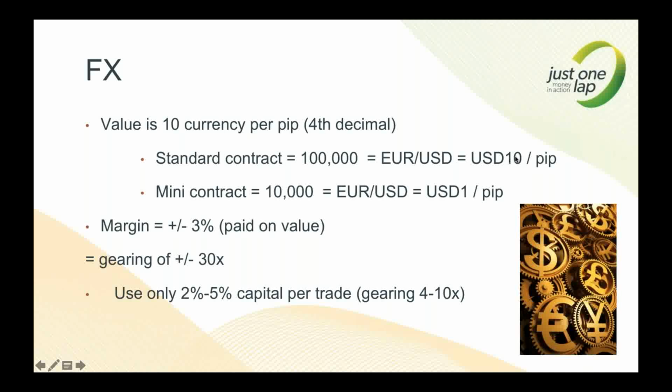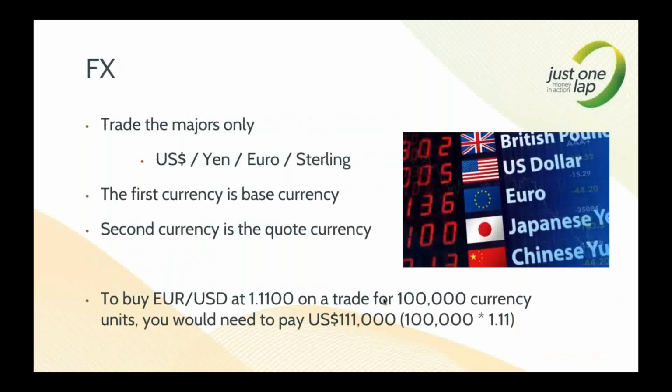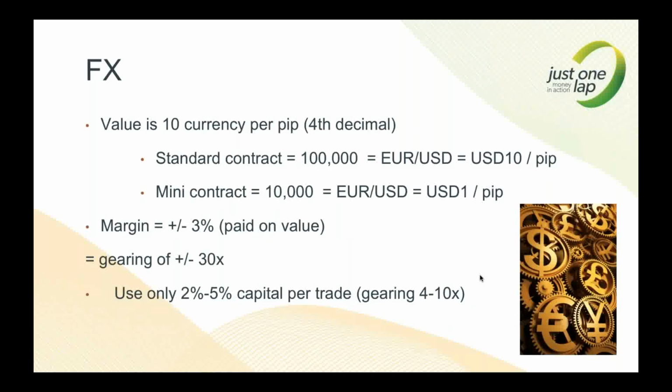A mini contract is 10,000. So in this example here, instead of being worth 111,000 US dollars, it would have been 11,100 US dollars, which is about 160,000 ZAR. So your mini contract is $1 US per pip. Every pip move, fourth decimal, you're going to make or lose $1. You're going to make or lose $10 on the standard contract.